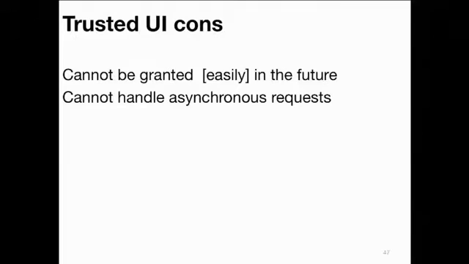Of course, trusted UI is not really a panacea either, because you can't easily grant abilities in the future. And they also can't really handle asynchronous requests, so things that the user didn't initiate. That's a big difficulty. So you can't use trusted UI for everything. But what does it mean by cannot be granted easily in the future? I'm sure you could design several objects in the OS with callbacks, where you're looking for specific events from sensors to trigger the permission. So maybe you have a button that the user grants. But that sort of defeats the spirit of the trusted UI. It's no longer part of the user's workflow.